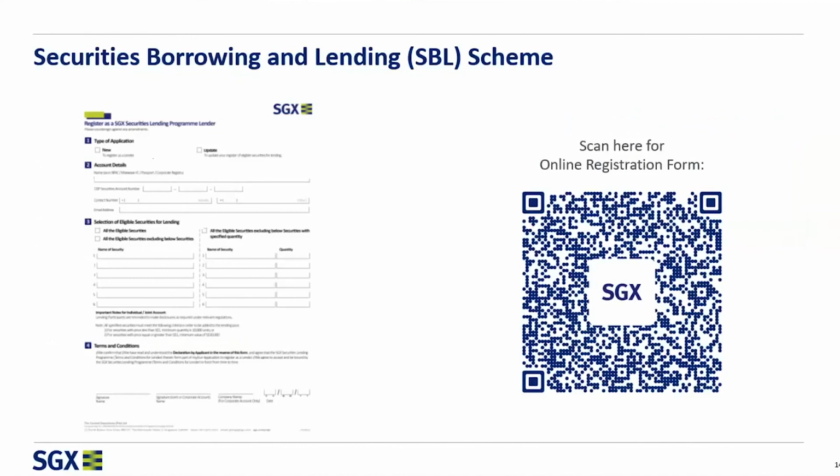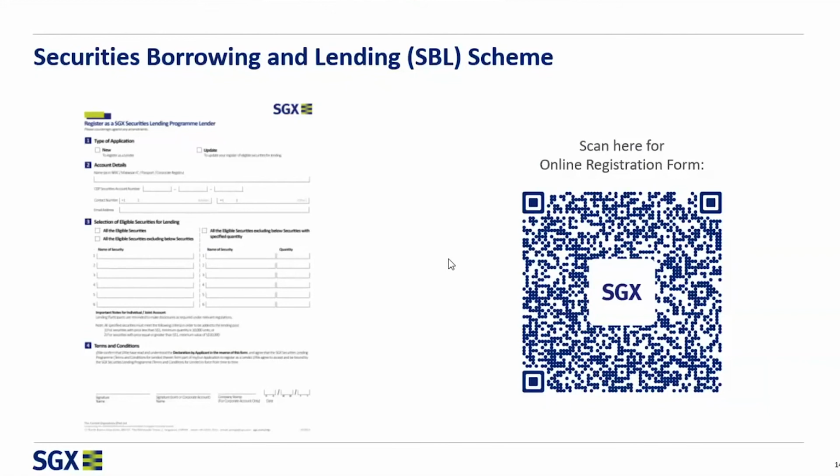So we talk about the form to be part of the scheme. This is how the form looks like on the left side. So for those of you who are eager to sign up, there is an online registration that you can do right now with your mobile phone, where you scan this QR code on the right side.